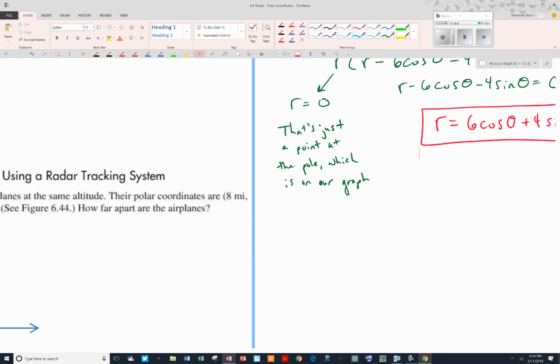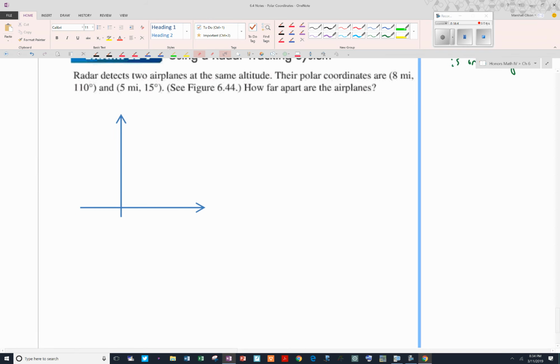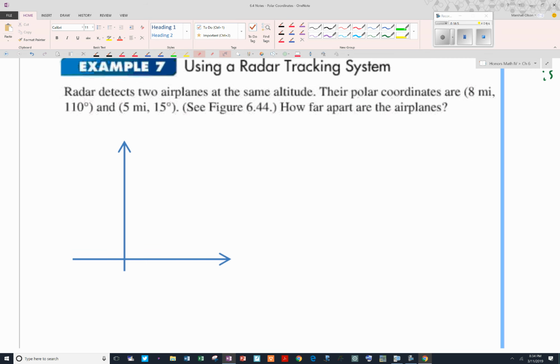The last example that we're going to have here is basically an application example of some of the stuff that we've been doing. It says, radar detects 2 airplanes at the same altitude. Their polar coordinates are 8 miles at 110 degrees and 5 miles at 15 degrees.